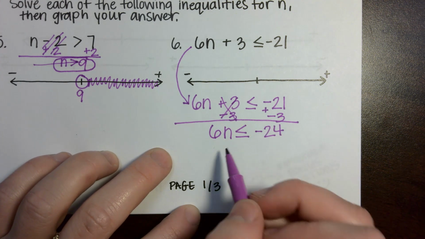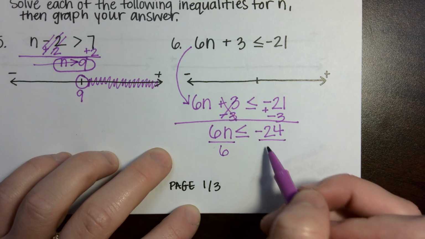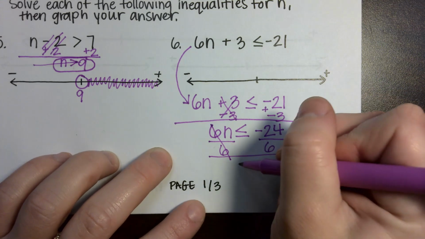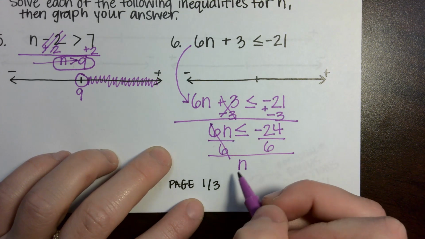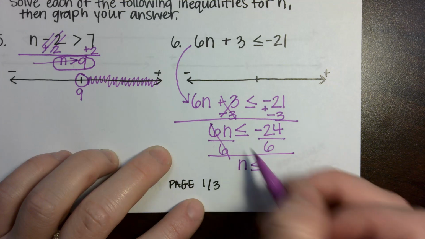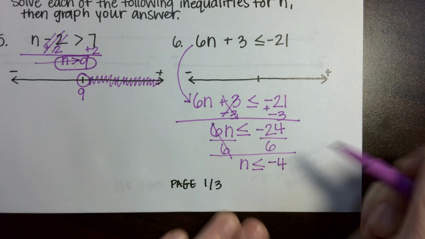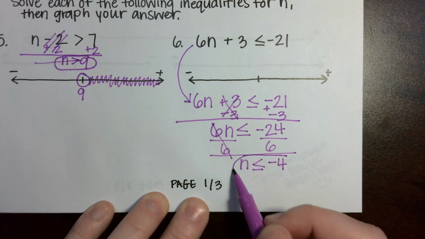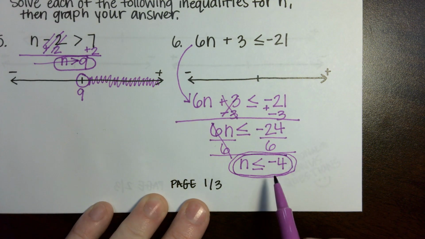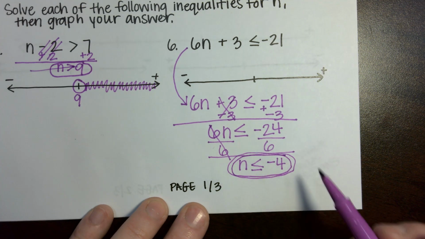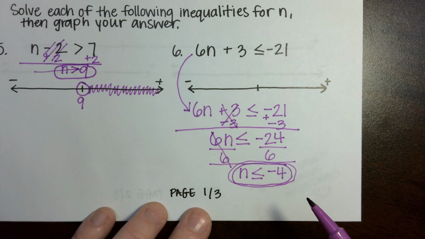What's my next step? Yes, we want to divide by 6 to get rid of that multiplication. My 6's will cancel, and I'm left with n is less than or equal to whatever negative 24 divided by 6 is. Negative 4. Good. And on your quiz, I would really like for you guys to circle the answer you found for that inequality before you graph it. So we just circled n is less than or equal to negative 4.